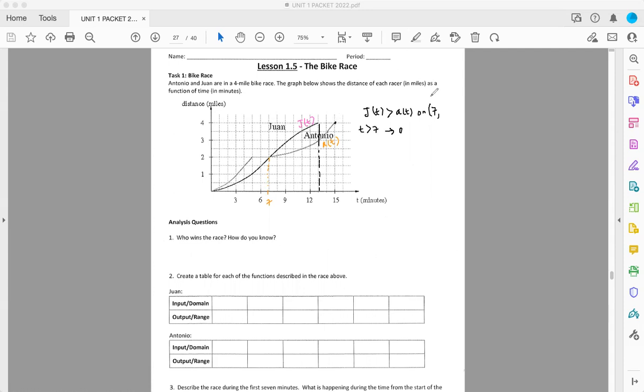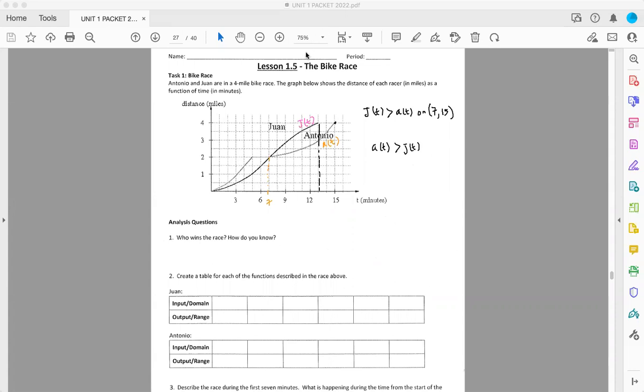So you can say on 7, 13, or 15 if we're talking about the whole race, which took 15 minutes if he waited, right? So you can do it this way. This is what a better interval notation is. When they asked the following question, they said, when is A of t greater than J of t? On which interval? And what's the context?